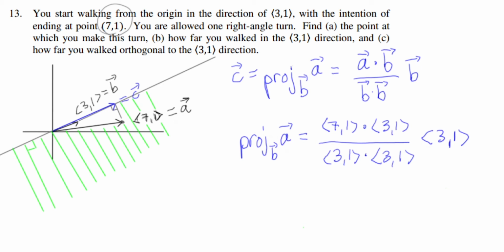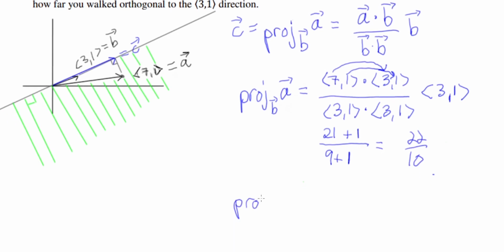Okay, to calculate the dot product, it's fairly straightforward. You multiply like terms. So 7 is the x component of vector A, and 3 is the x component of vector B. So we do 7 times 3 is 21, plus 1 times 1, which is 1, all over 3 times 3, which is 9, plus 1 times 1, which is 1. So you get 22 tenths. So the projection of A onto B is equal to 22 tenths times the original vector, which is 3, 1.